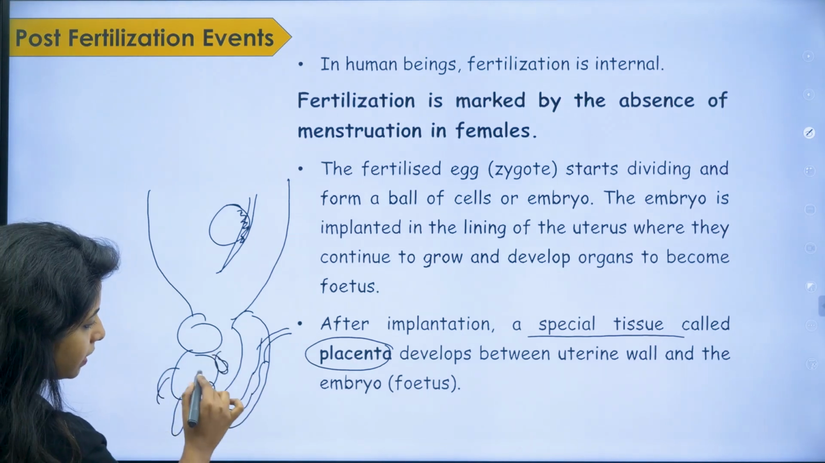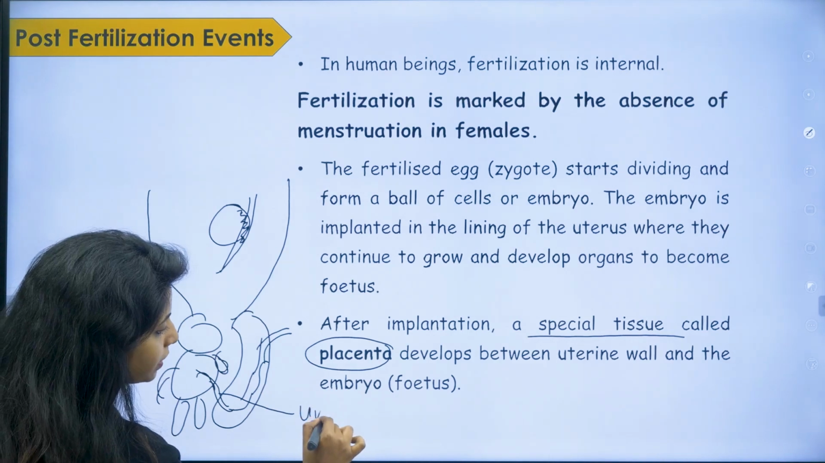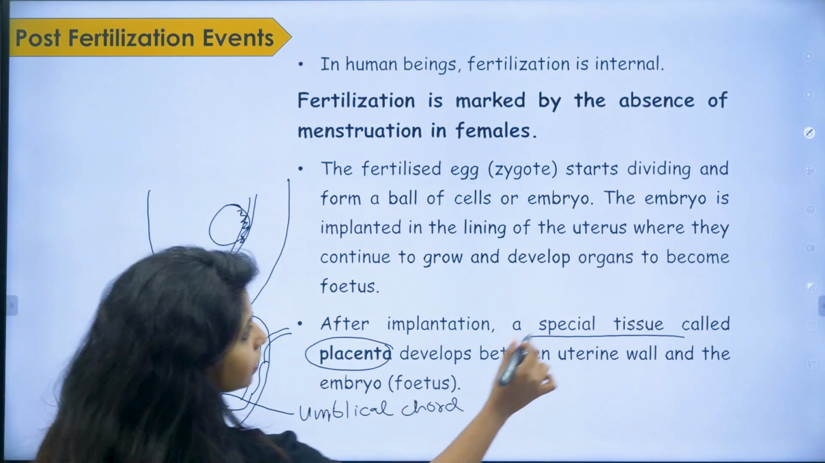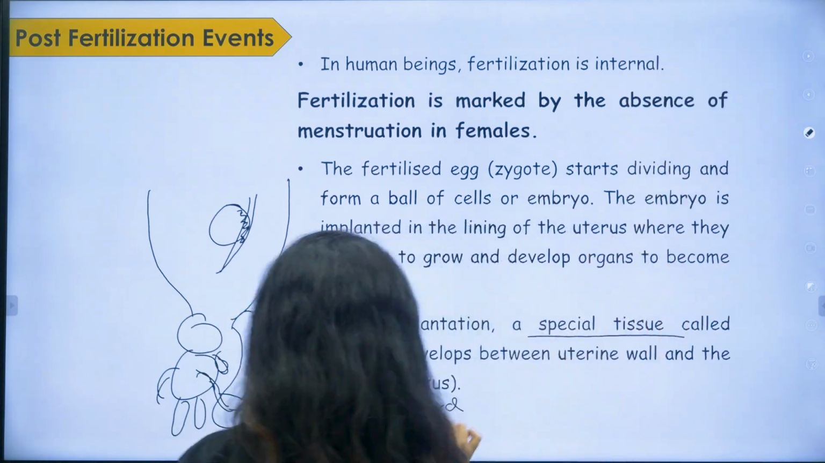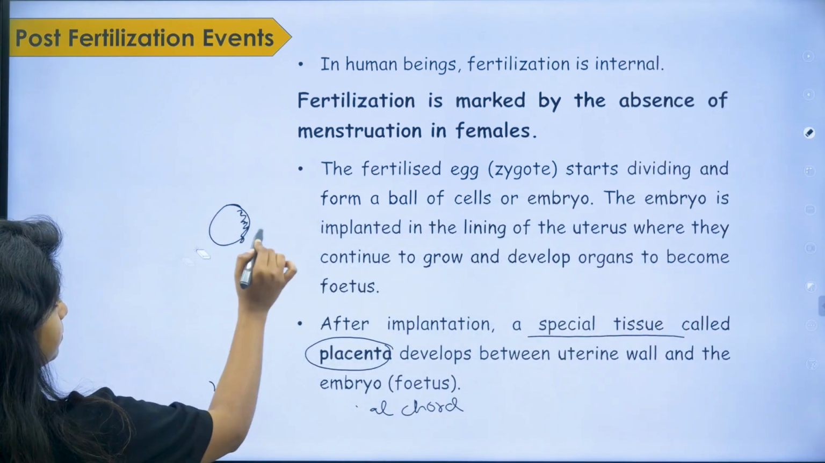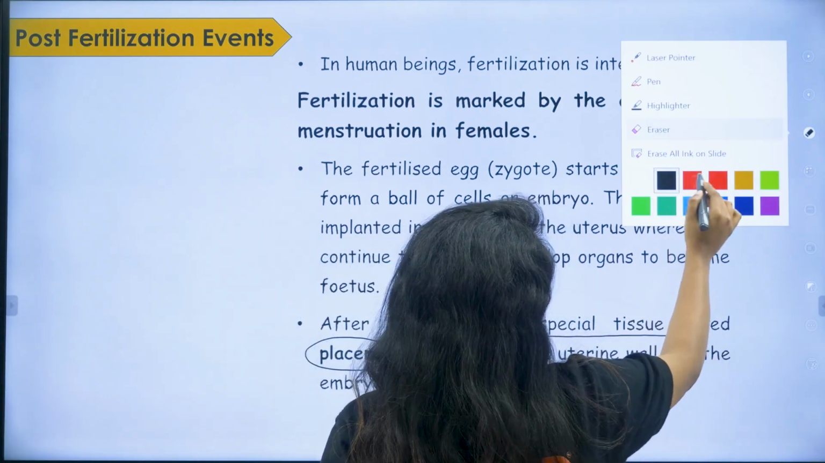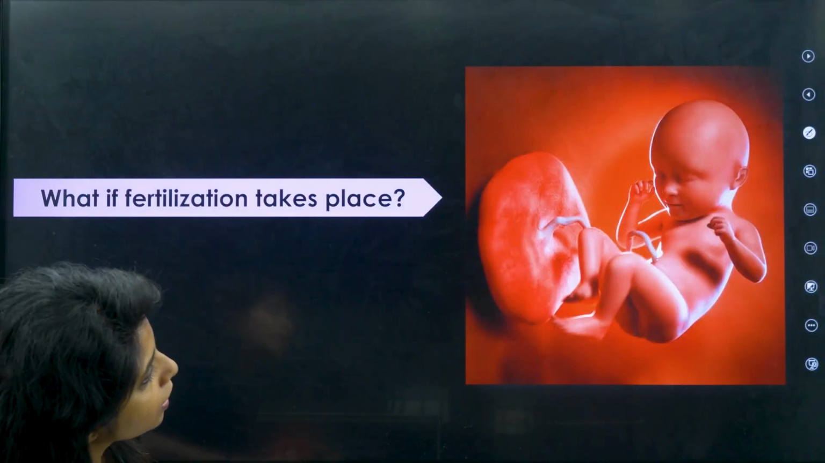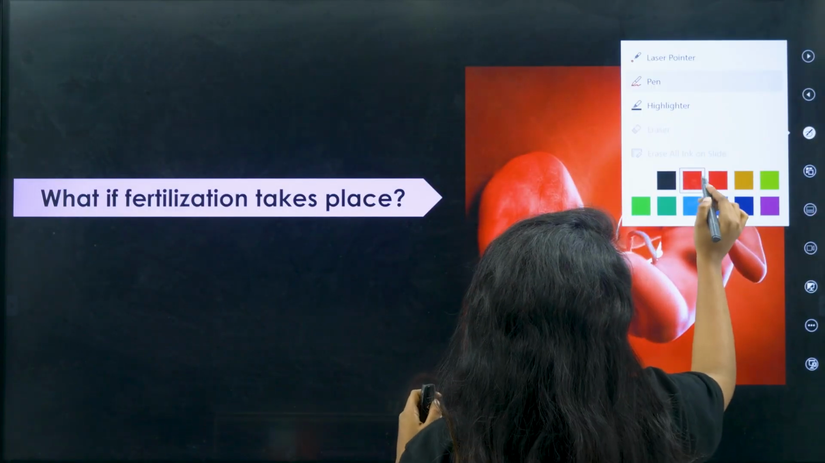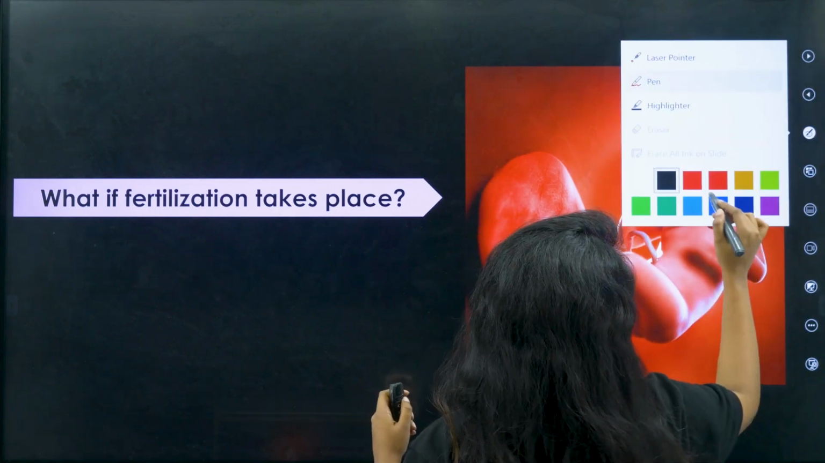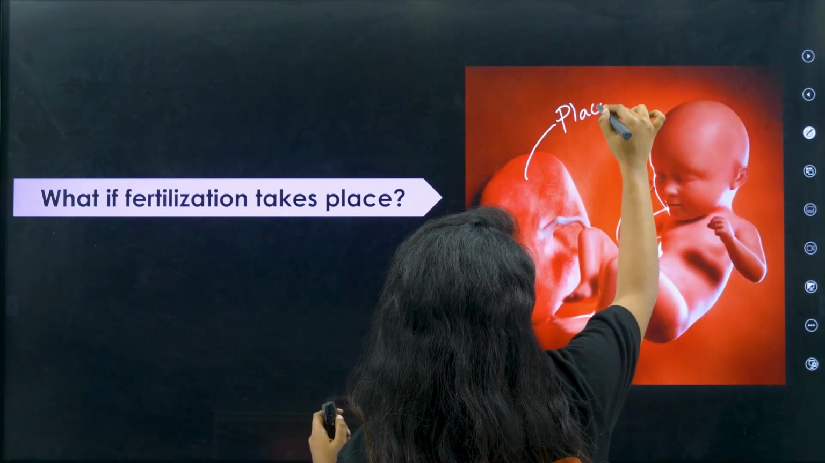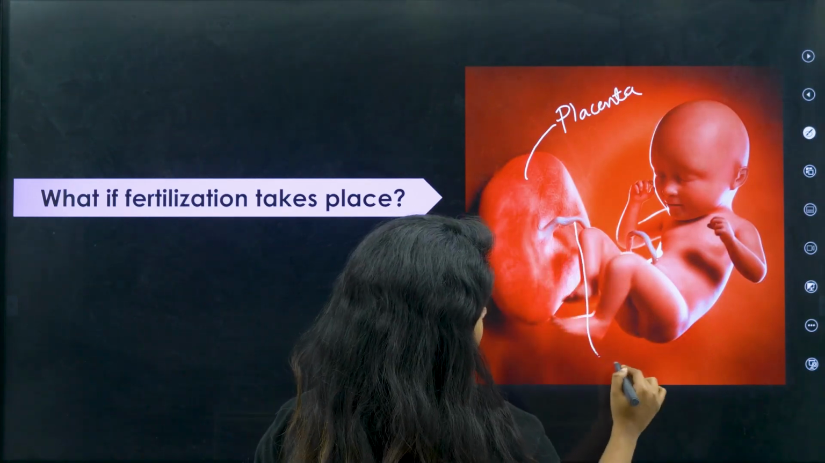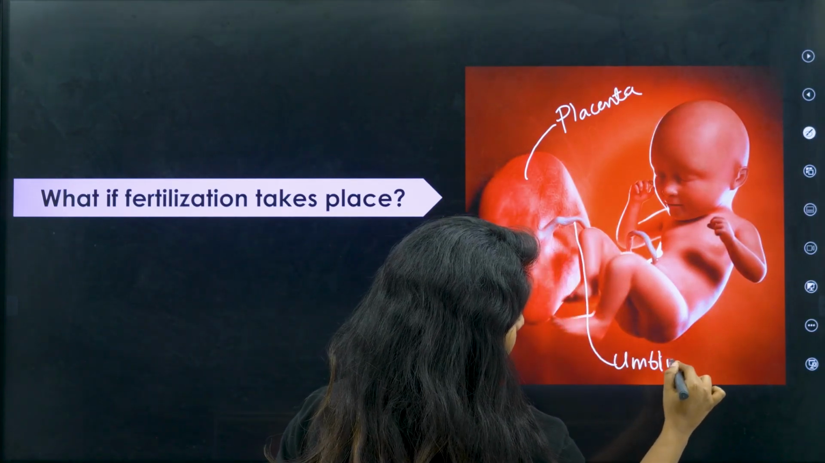Basically, they will have a connection known as the umbilical cord. Wait, let me make it properly and explain. See, there is something called the placenta. If I have the picture I can explain like this also. This particular thing that you see over here is the placenta, and this is the umbilical cord.